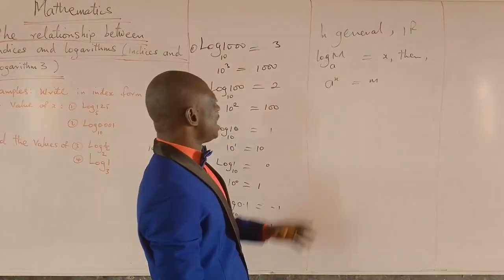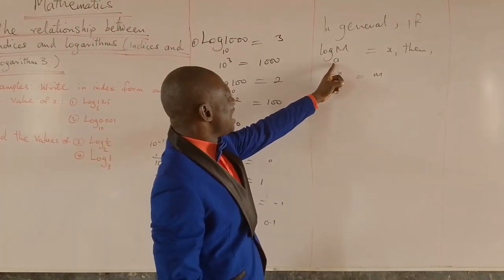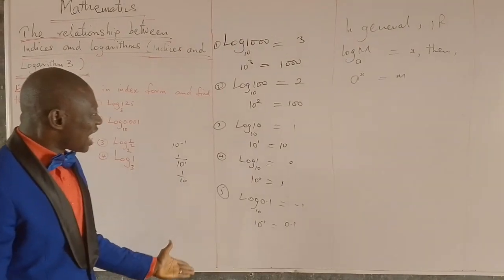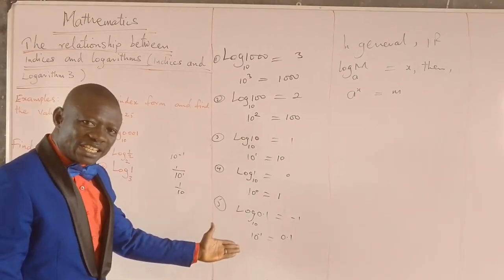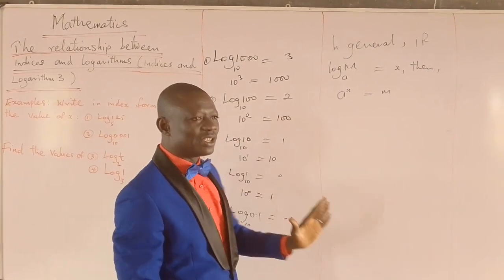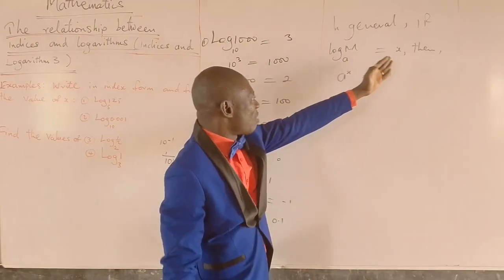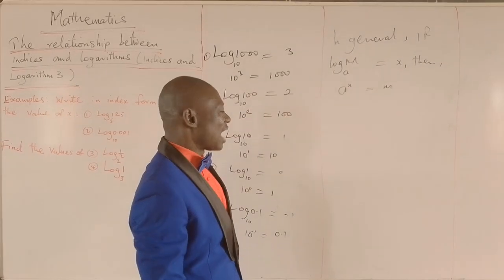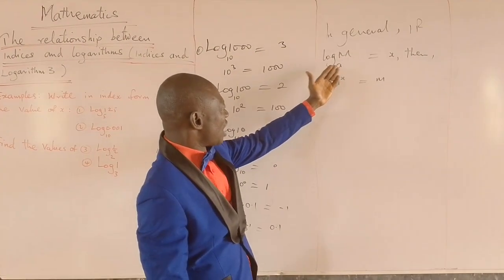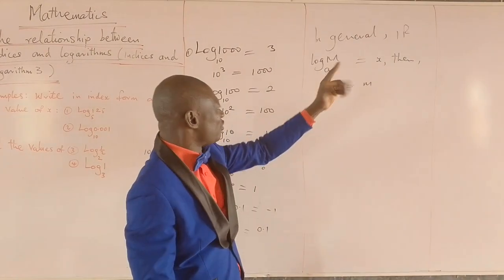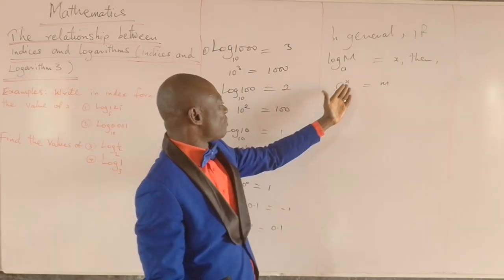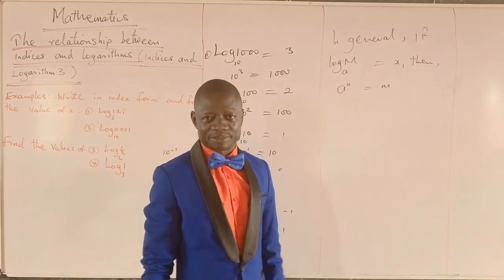In this case, whether it is in base a, or in base 5, or in base 10, like all we have done here, they are all in base 10. Base 10 is of course called the common base. It will give you the same thing. The log of a number can be changed to indices. And that becomes the relationship between indices and logarithm: if log m in base a is equal to x, then a raised to the power x is equal to m.